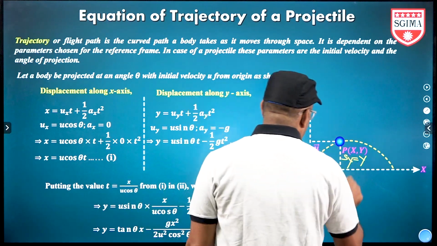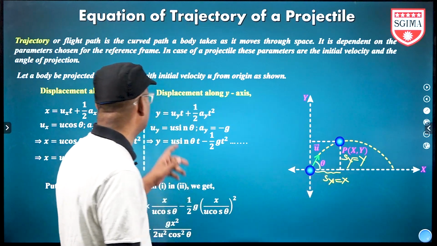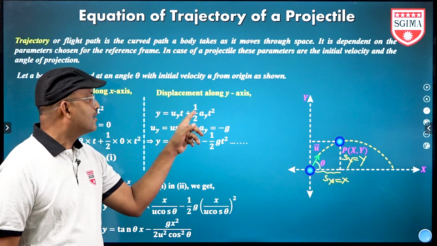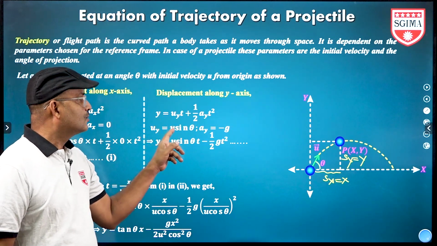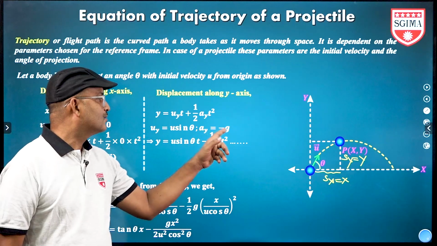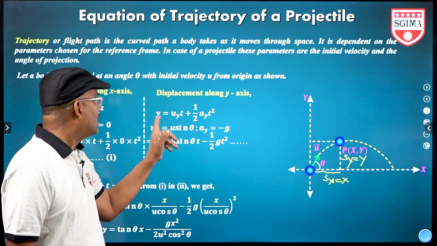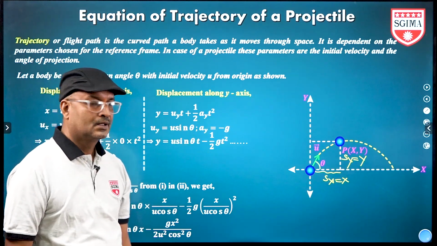Now, along the y direction, displacement y can be determined. y is equal to uyt plus half ayt square, the formula I am applying. uy is equal to u sin theta, ay is minus g. So, the y value is u sin theta t minus half gt square.